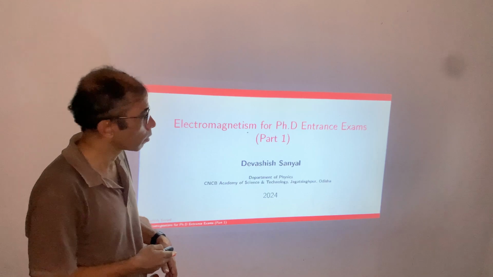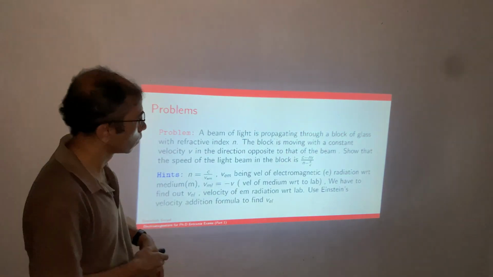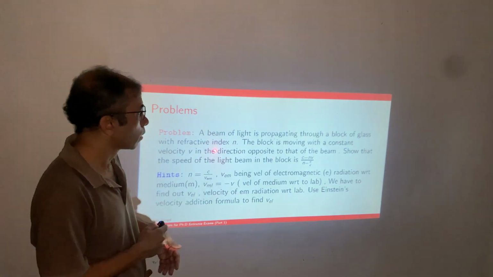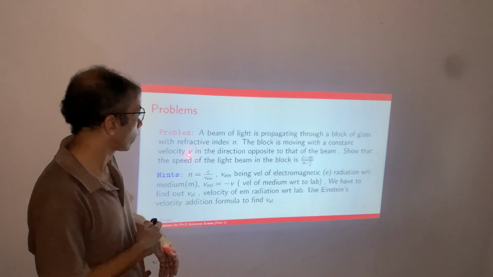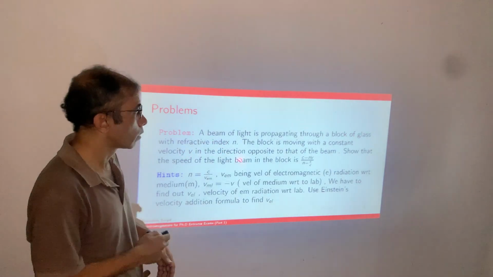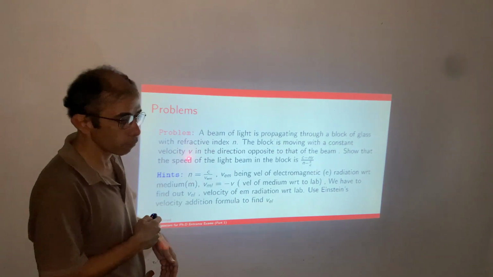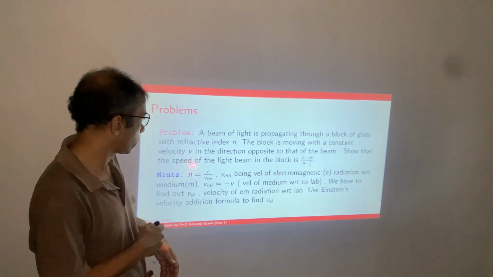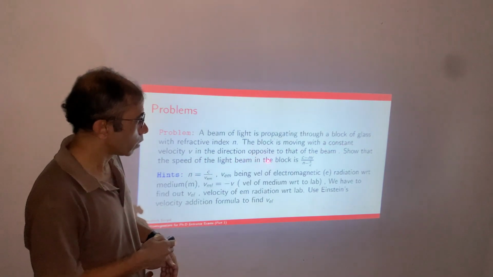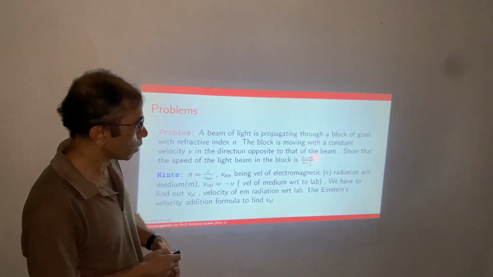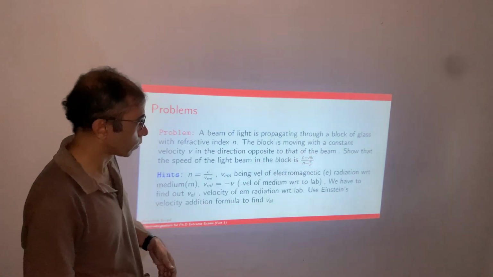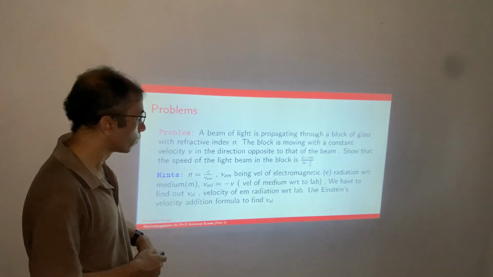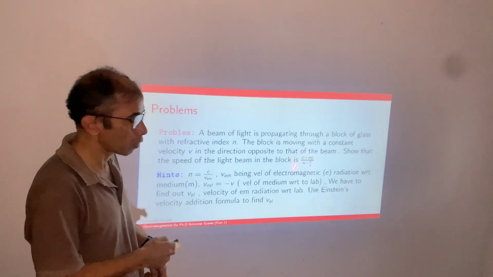So what's the first problem? So this is the first problem. A beam of light is propagating through a block of glass with refractive index n. The block is moving with a constant velocity v in the direction opposite to that of the beam. Show that the speed of the light beam in the block is c over n minus v, with n minus 1 over n squared... This is the velocity with respect to the lab frame. That is what we are going to have to find out.